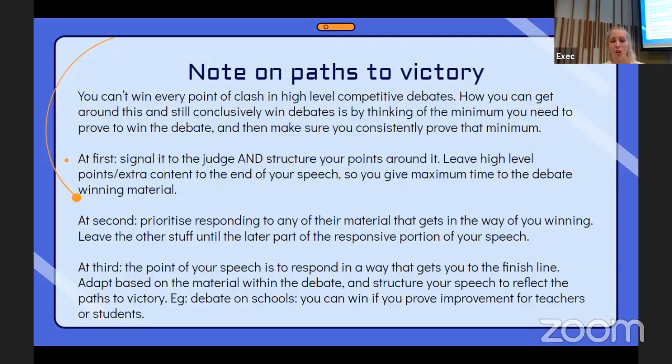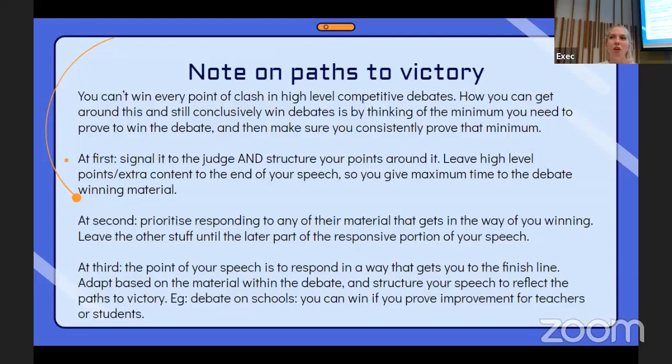So what it looks like in individual speeches is first, signal to the judge and structure your points around it. So you do something like, within your setup, you've gone, okay, here's my introduction, done a 30-second spiel about what the problem is in the debate. Then you go, our burden in this debate, or like 3 paths to victory, things like that. If we do X, Y, Z, we win the debate. If we do X or Y or Z, we win the debate.